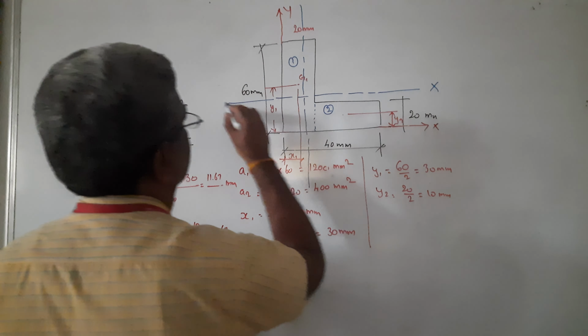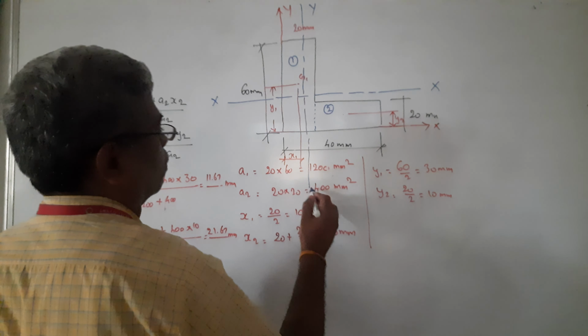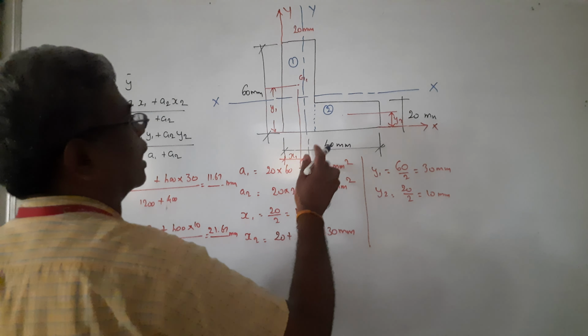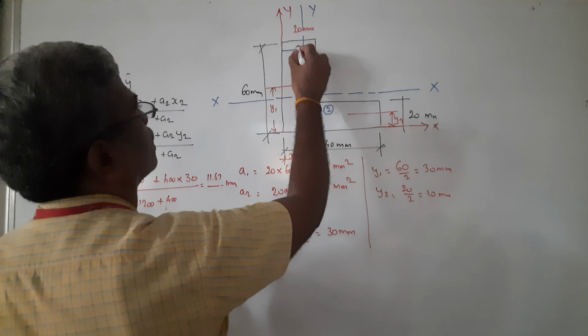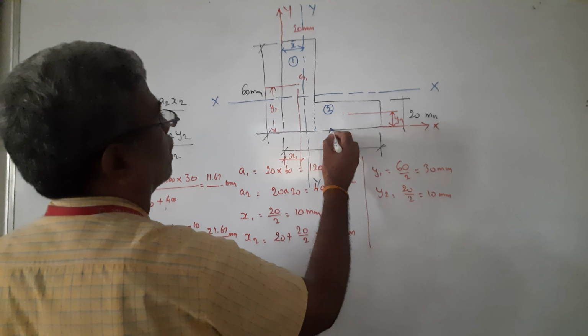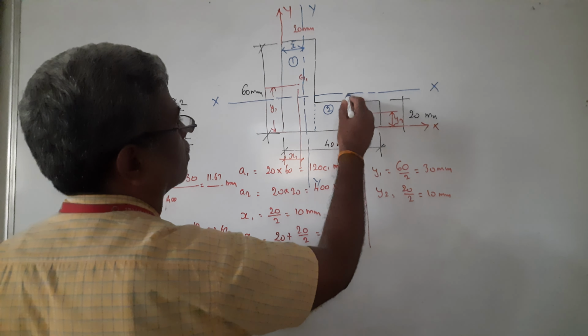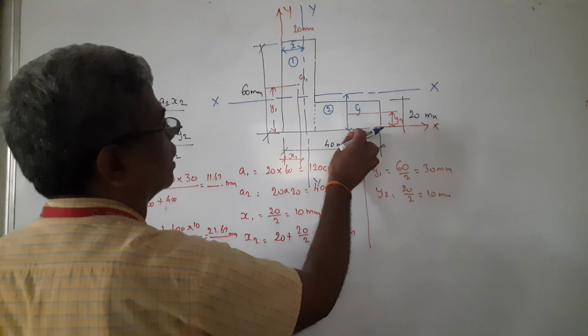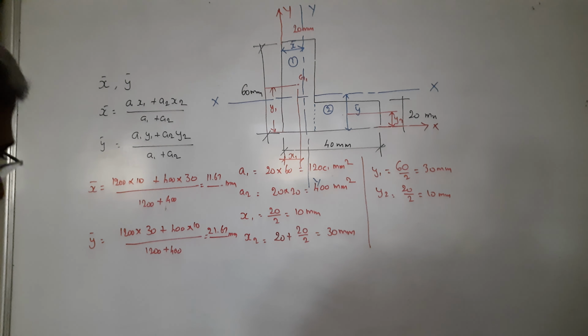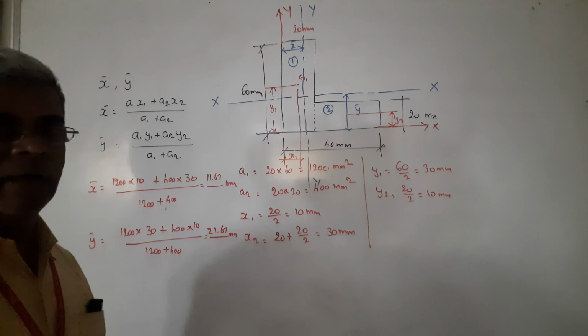So this is xx and this is our yy. This is the horizontal centroidal axis and this is the vertical centroidal axis. This distance is x bar and this distance is y bar. I mean the distance from the reference axis. X bar, y bar is the centroidal distance of the plane figure with the reference axis.